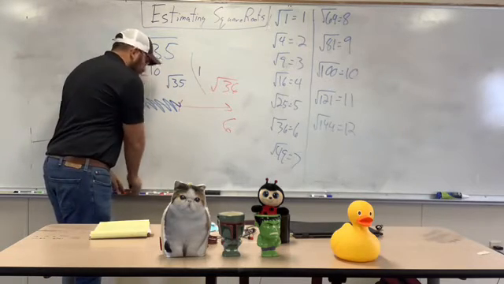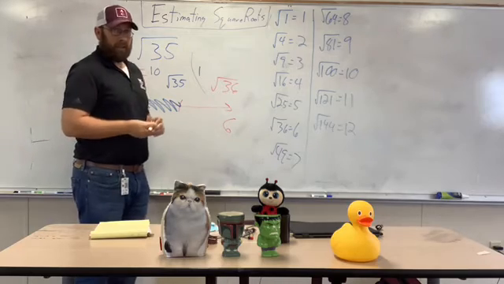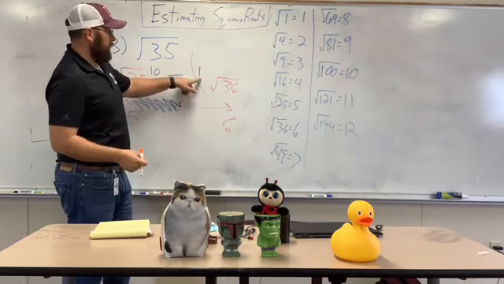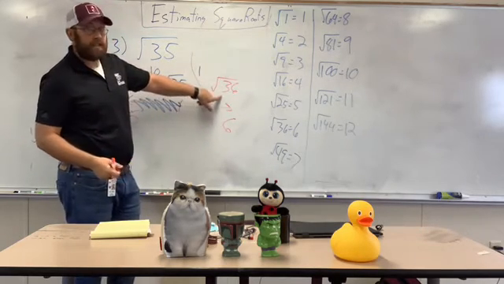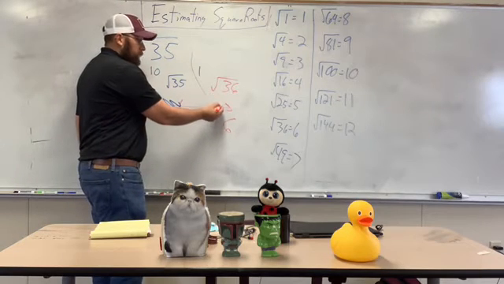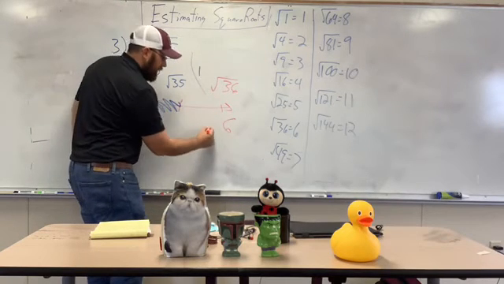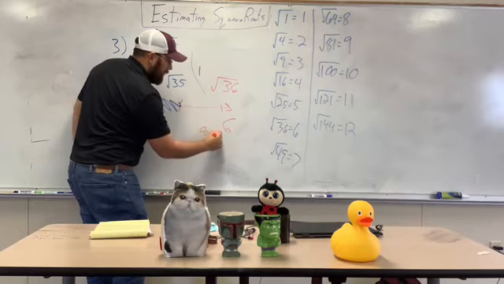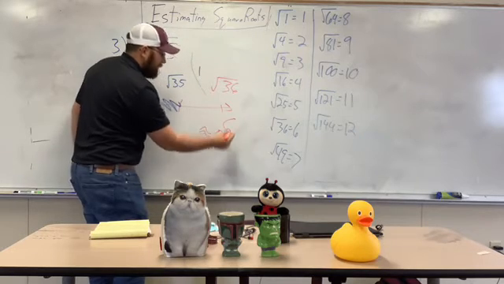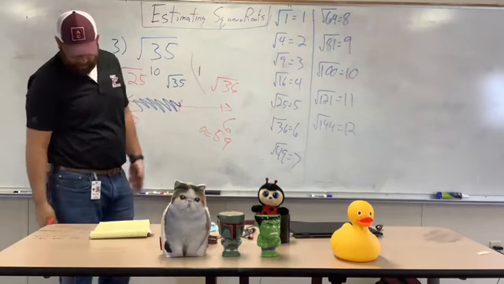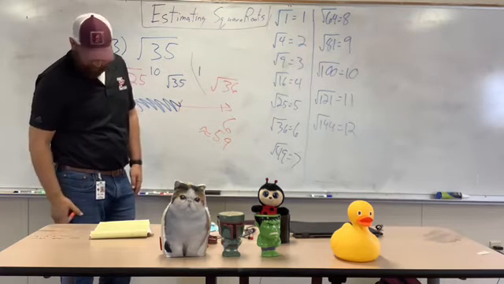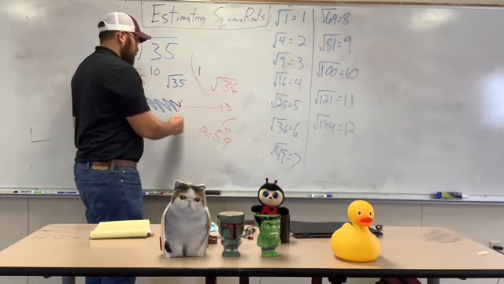Now, here comes that common sense part again. Use some number sense here. So it's almost exactly 36. So it's got to be right up against that 6. I'm going to say it's approximately 5.9. And the actual answer is 5.91. So I'm right.